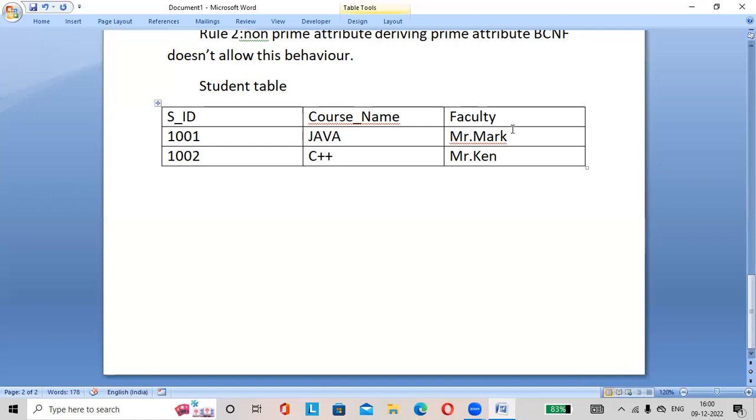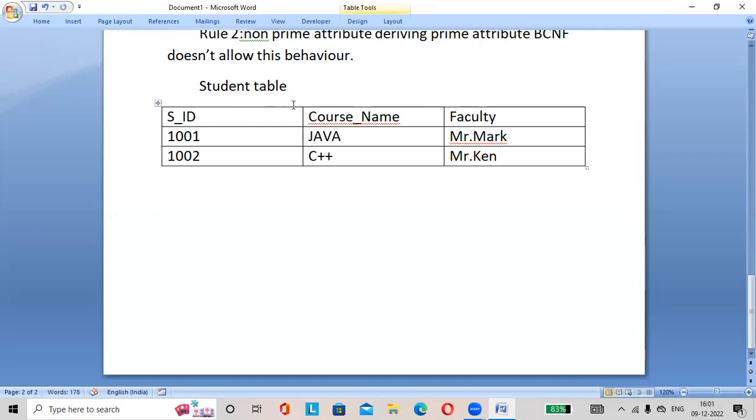Here, is the table in first normal form? Yes, the table is in first normal form. What are the rules of first normal form? The values should be atomic, and column names should be unique. Here the values are atomic and the column names are unique. One more condition is that the data saved in each column belongs to the same data type.